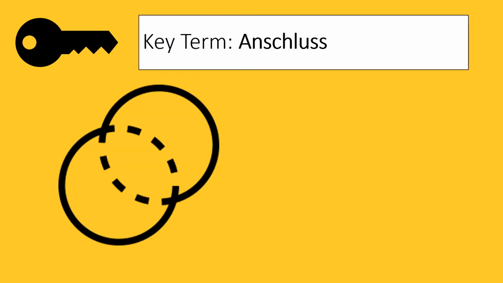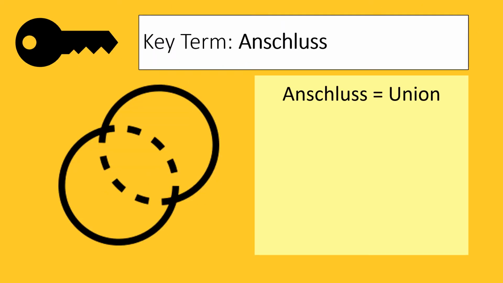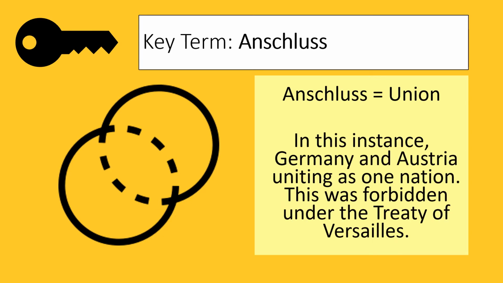So again, just as a recap, what do we mean by the term Anschluss? Anschluss means union, and in this instance we're talking about the union between Germany and Austria, them uniting as one overall country, one overall nation, and this was something that was directly forbidden under the Treaty of Versailles. If you want some more detail about this definition, I would very strongly recommend, if you haven't done so already, taking a look at my video which looks at early Lebensraum attempts that Hitler made in the earlier 1930s.